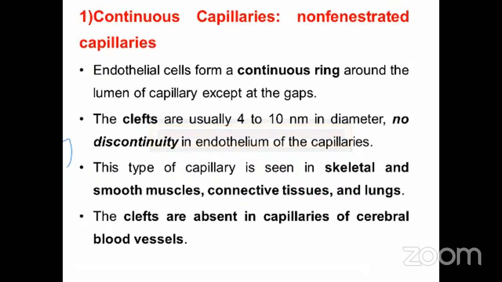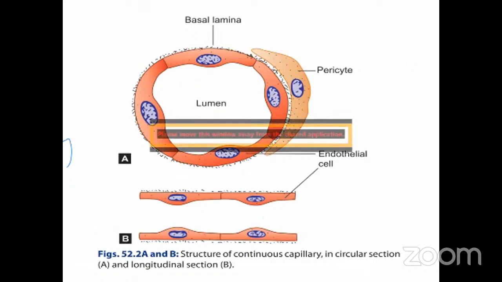This is because the blood-brain barrier is present, and the clefts are 4 to 10 nanometers in diameter. If we see the structure of this continuous capillary, it is like this: the longitudinal section and the cross section. Very small clefts are present, with no gap between the endothelial cells.